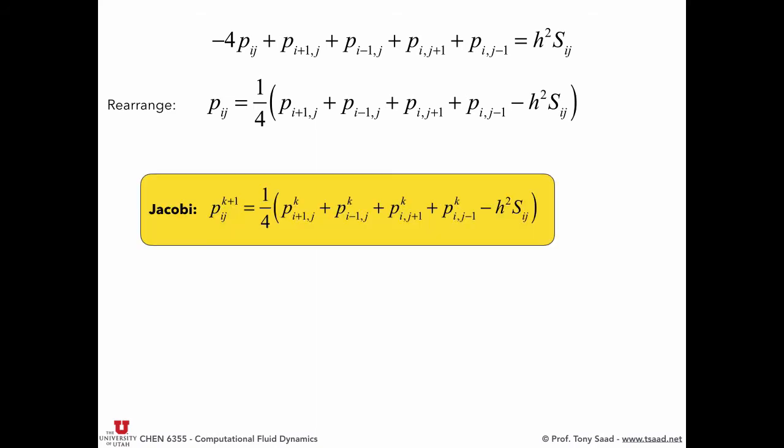So all you do is just add an iteration index. Okay, pij at iteration k plus 1, the new iteration, is basically the average of all the neighboring points from the previous iteration. Okay? And I did this for equal spacing to simplify the numbers so you don't have delta x squared, delta y squared. That's called the Jacobi method. And S is known. There's no iteration value for S because unless it depends on P, it's just a known value.